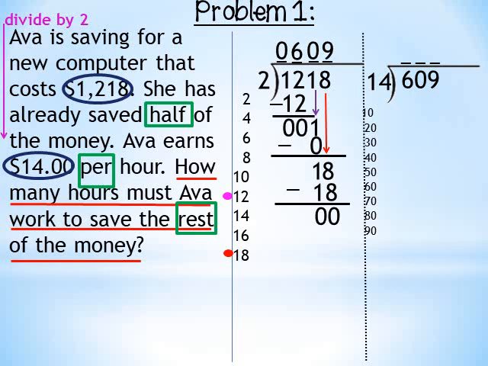And let's go ahead and start skip counting by tens. And the reason why I skip counted by tens is because when you round 14 to its leading digit, you get 10, and 10 is a supporter.